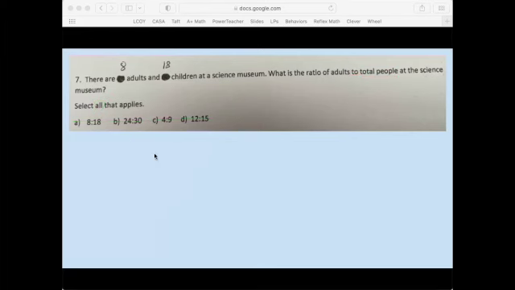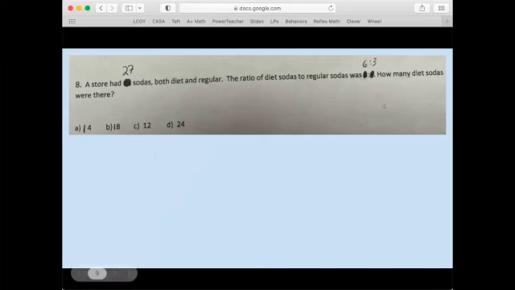Let's go on to question number 8. It says a store had 27 sodas, both diet and regular. The ratio of diet sodas to regular sodas was 6 to 3. How many diet sodas were there?